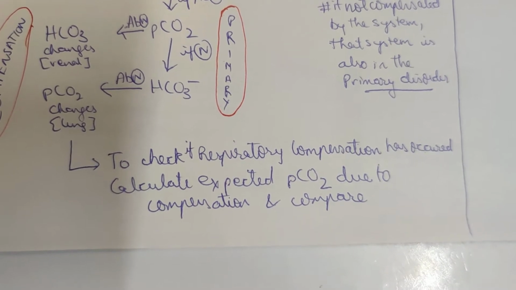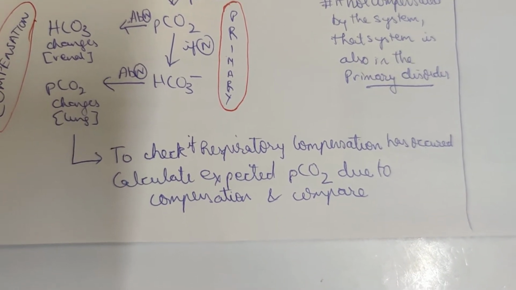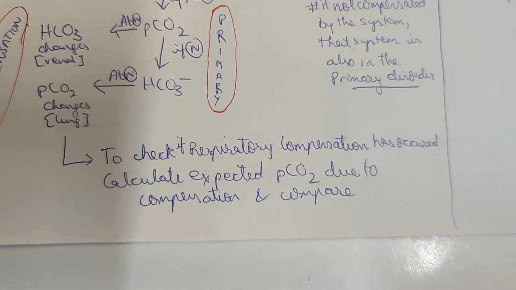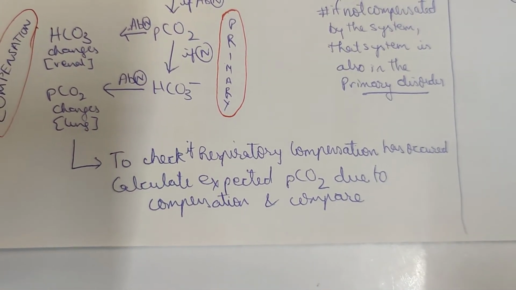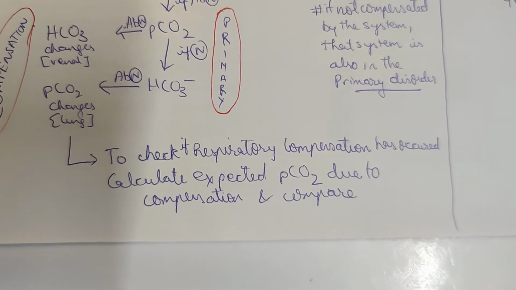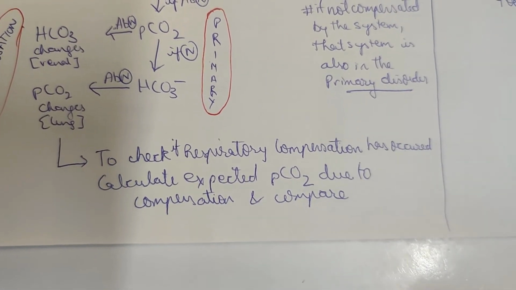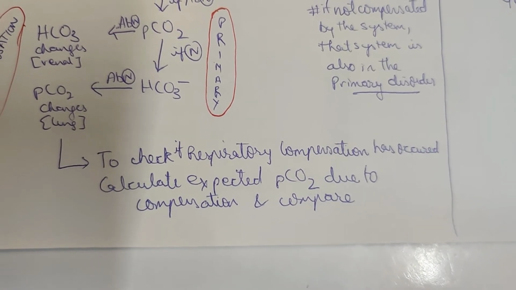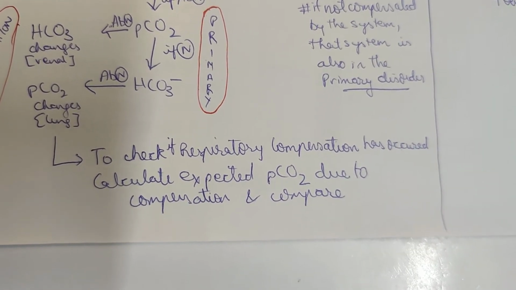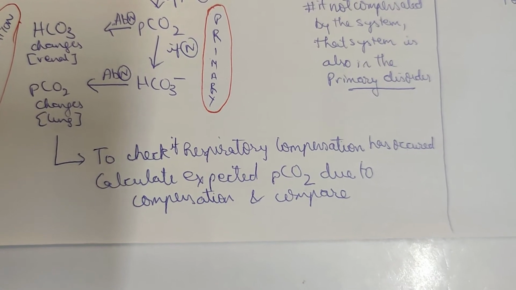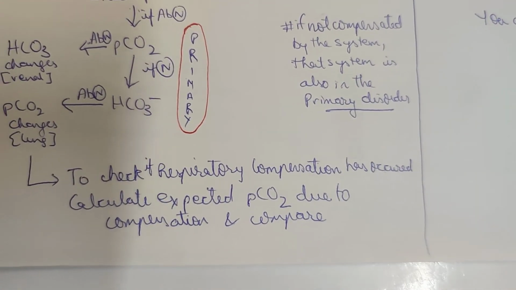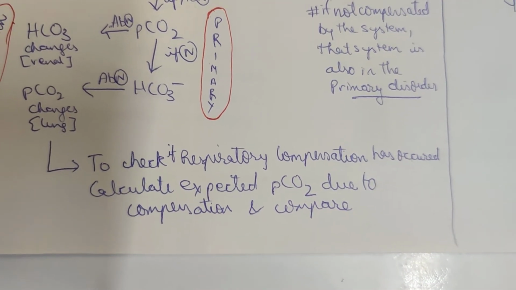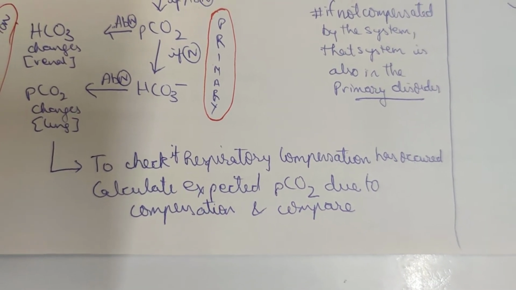So in case we have a respiratory change, we'll have to check if the compensation for the metabolic problem has been done sufficiently or not. For that we will check the respiratory compensation which would have occurred in a normal system. Okay, so for that we'll calculate something called the expected PCO2, which would be due to compensation.